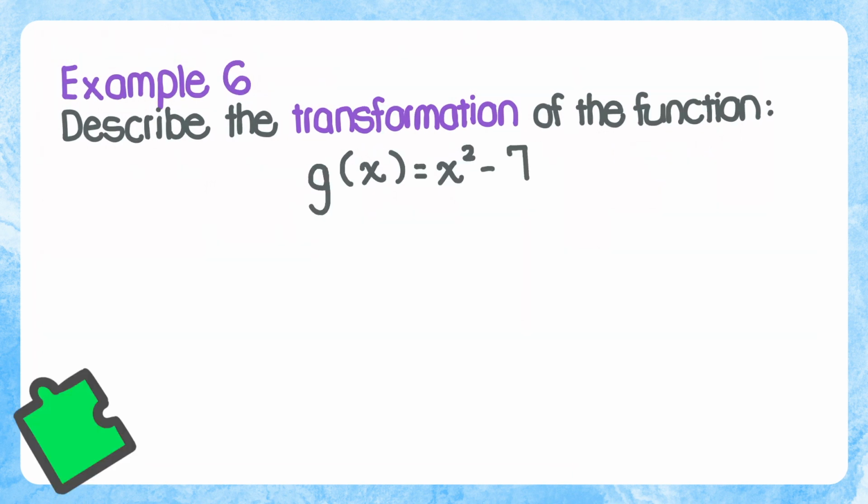Here is the last example for this lesson. Please describe the transformation of g of x equals x squared minus 7.